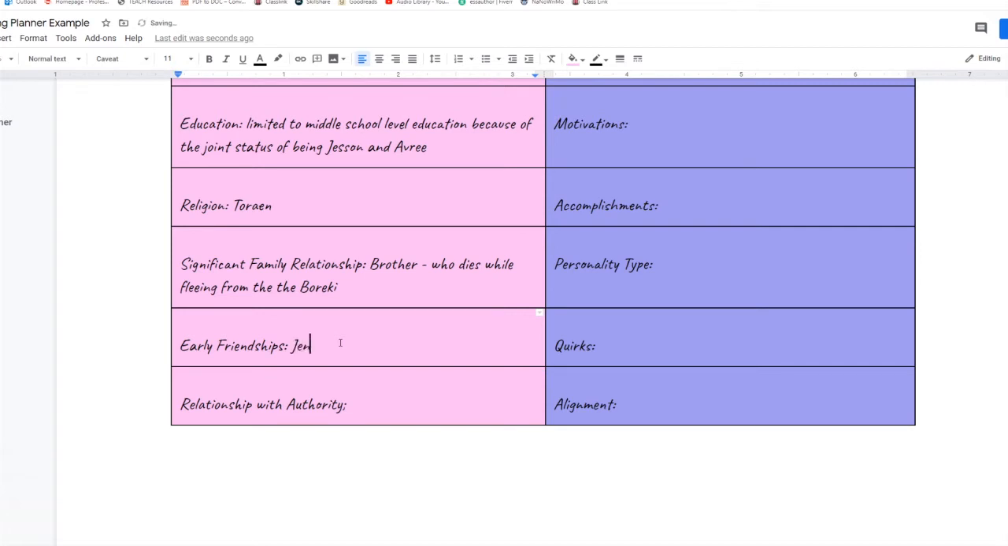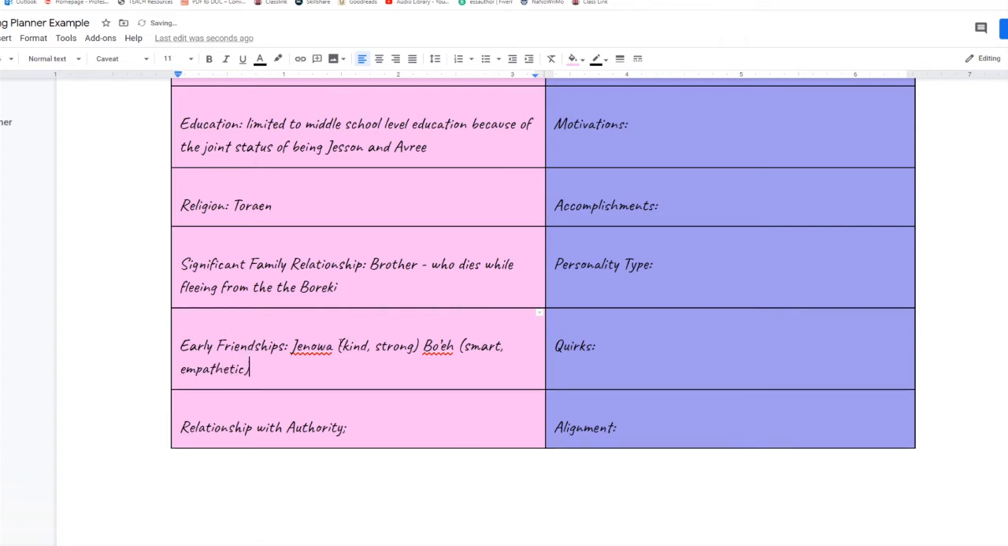For Auntie Ida, I'm going to say that her first friend was Genoa, and I'm going to list that the traits that attracted her to this person was that Genoa was a very kind and strong person. So that fits in with the fact that she also has this part of her ideal self that is a kind and strong person. And then her other early friendship is Boe, who was very smart and empathetic, would also end up being very huge parts of her character as well. So that's how early friendships can tie in and why they might be important for adding them into your character.